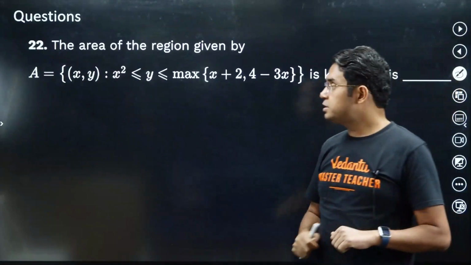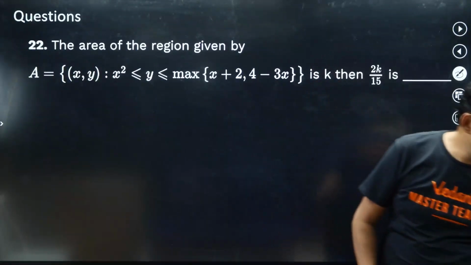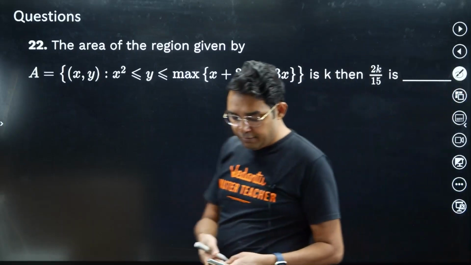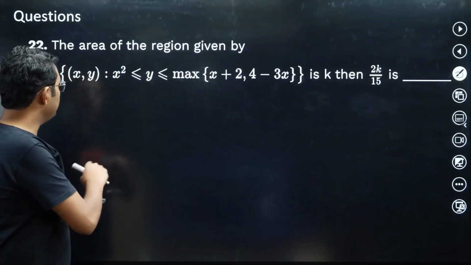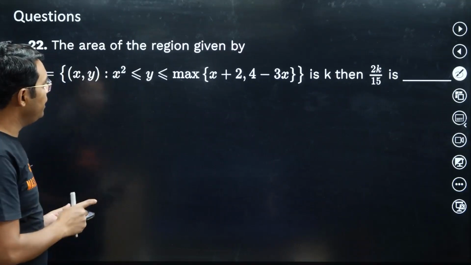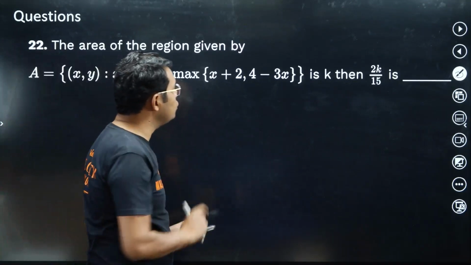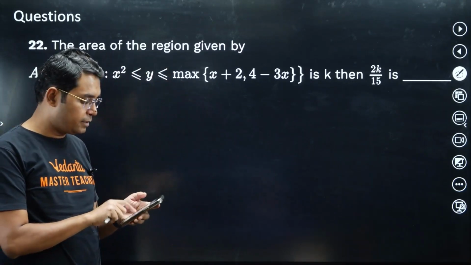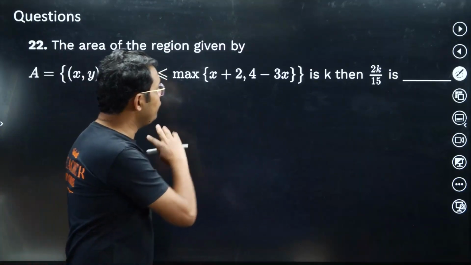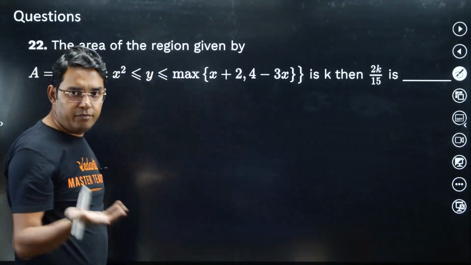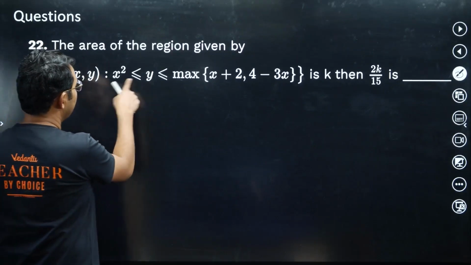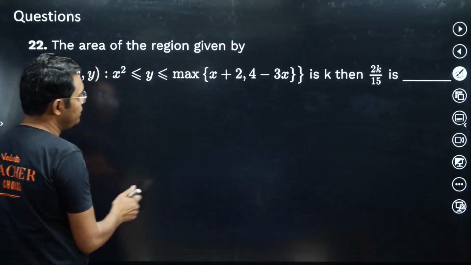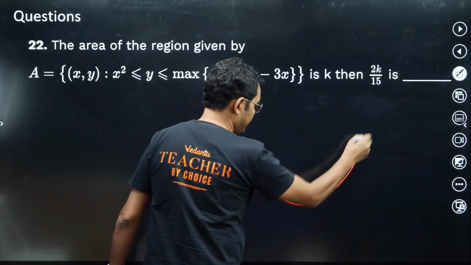Let's do a few questions to understand what I have discussed here. This question is given here. The area is (x, y) such that x square is less than y, less than the maximum of x plus 2 comma 4 minus 3x. Okay, and we have to find the value of k. Actually, we have to find the area, and everything can be found. So here you can see y is greater than or equal to x square, meaning it will be an upward parabola like this.